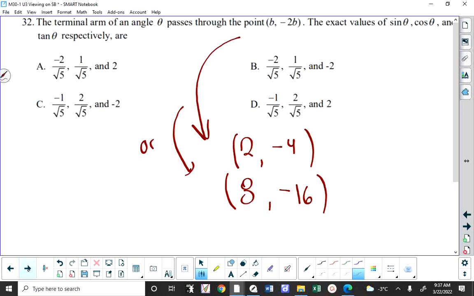By the way, if you ever choose numbers to make it work, choose numbers that are simpler. I would choose 1 and negative 2. Other questions? Go ahead. Of course.